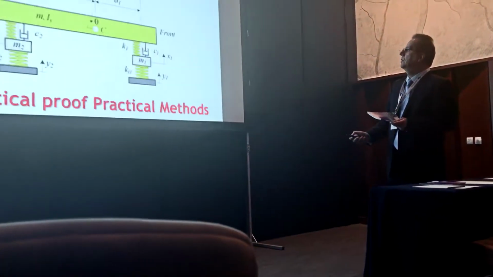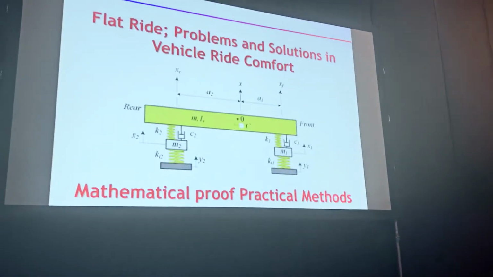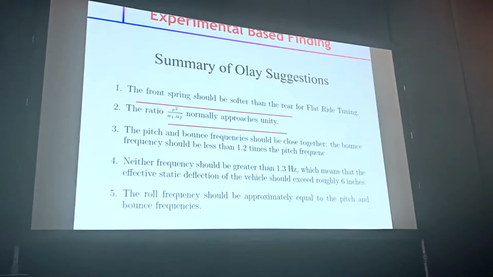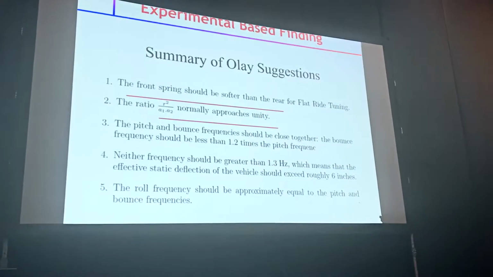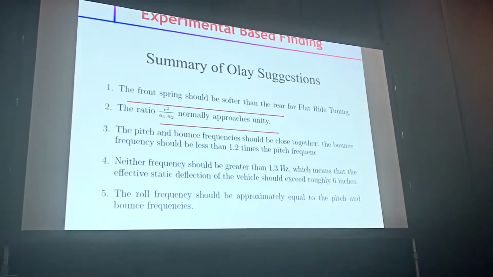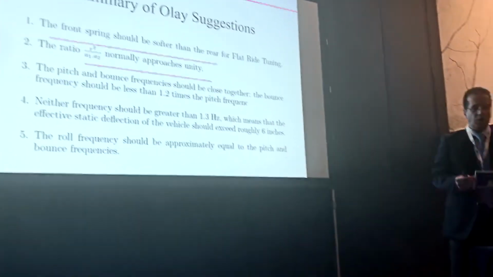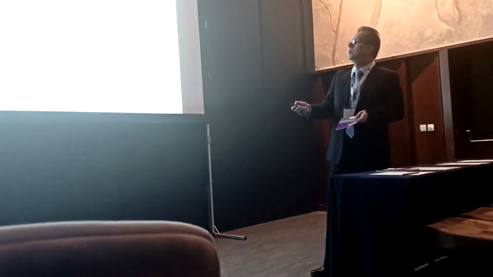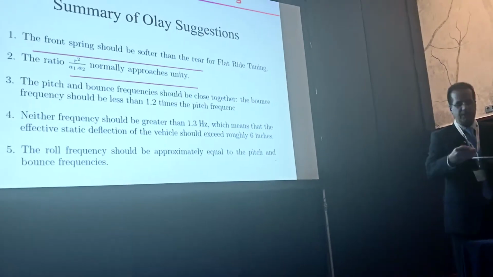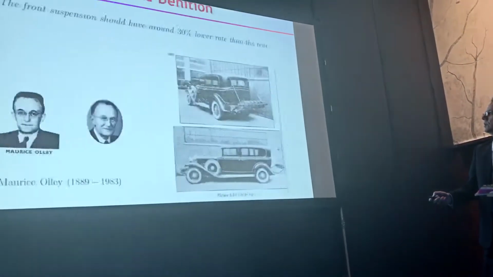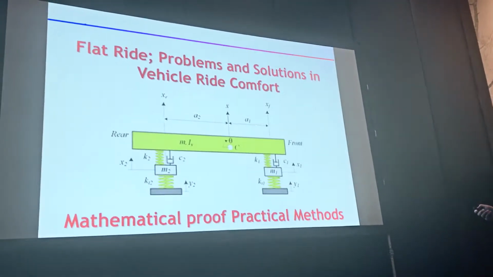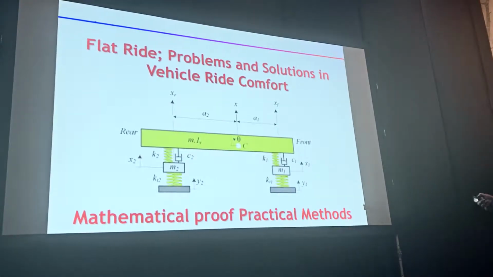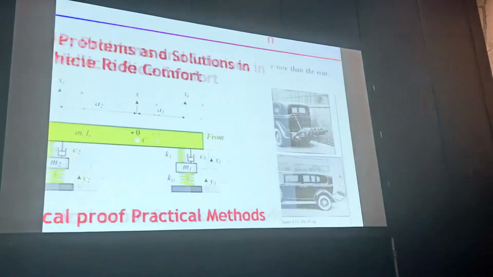That recommendation is here. He said that it is better to have R squared over A1 A2 equal to 1. What is R squared? This is the radius of gyration for this type of rotation. A1, A2 are the distances of the mass center from the front axle and from the rear axle, which I showed here. This is the front, this is the rear, this is the mass center. This is a mathematical model of the system that we are going to analyze.